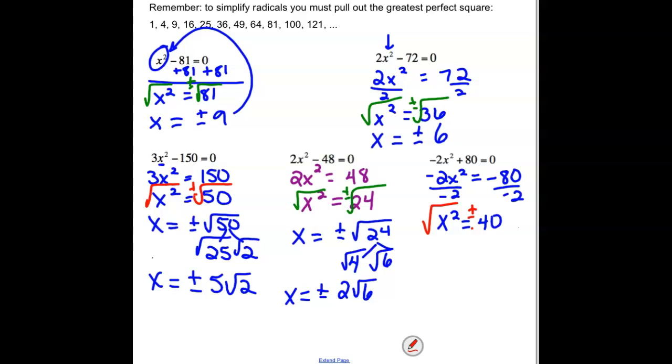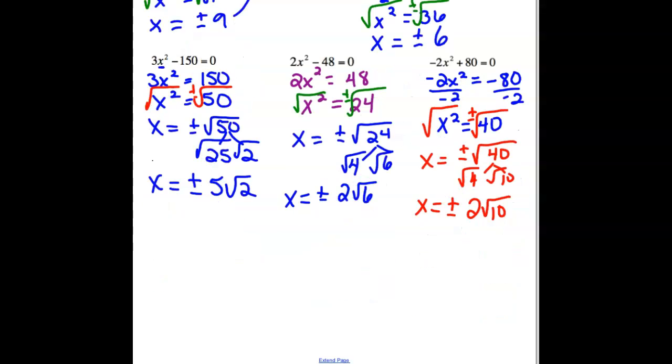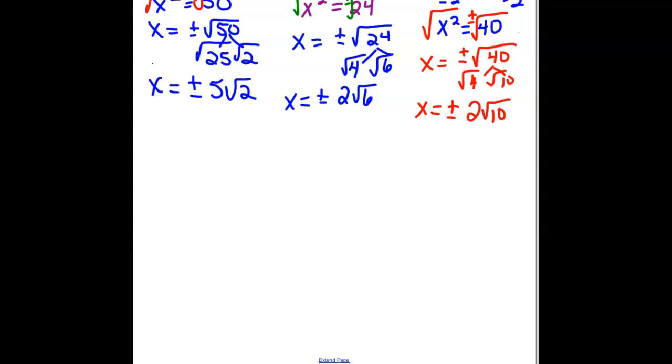Square rooting both sides, we end up with x equals plus minus the square root of 40. Breaking that down, we can think of it as 4 times 10. So we end up with x equaling plus minus 2 square roots of 10. All right, I'm going to have you add a couple different examples, and we're going to look at why they are different.